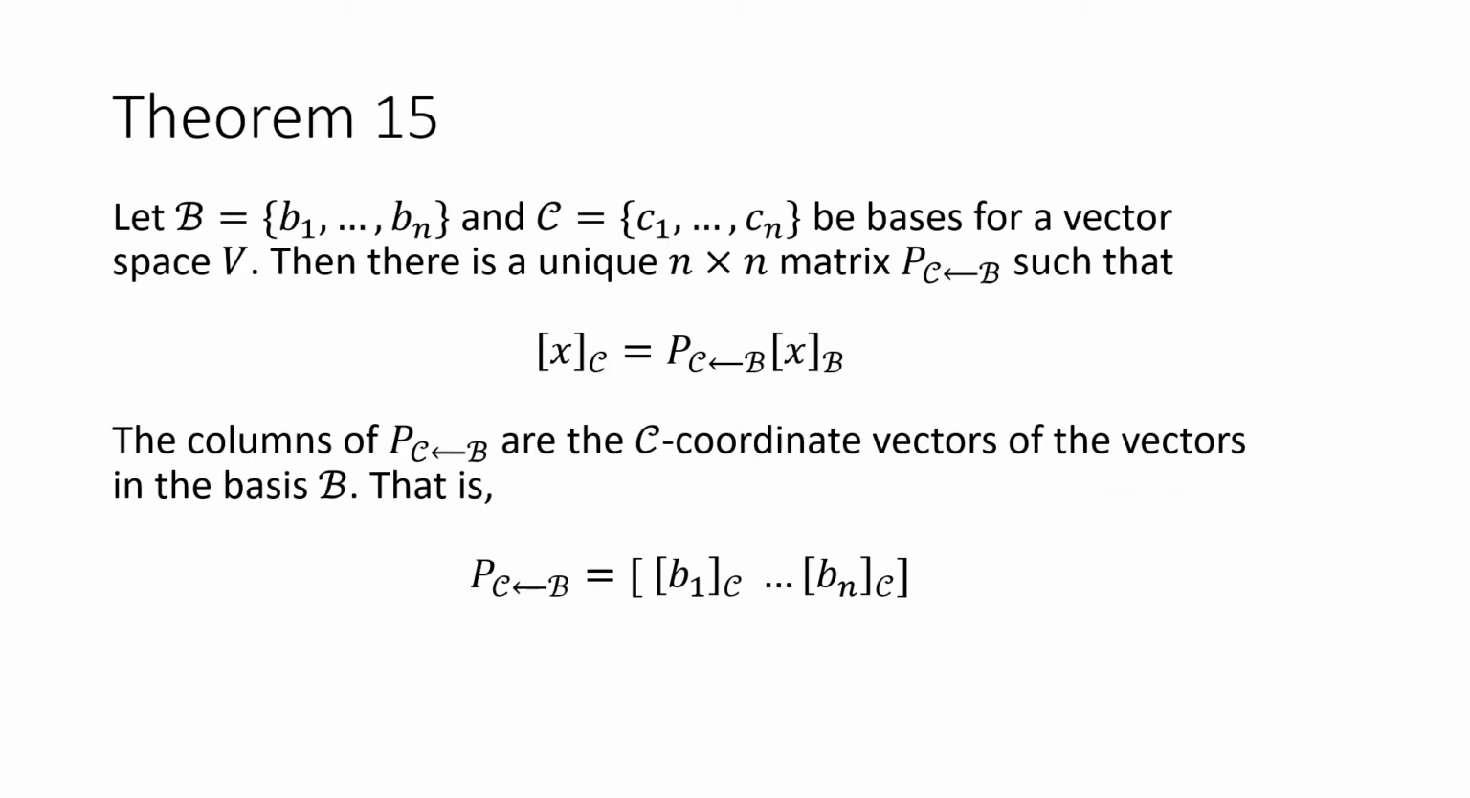This leads to theorem 15, which is just summarizing what we just went through. So if we have two bases, B and C, it says that there is a unique matrix that will transform your coordinates in B into your coordinates in C. And what is that matrix? That matrix is where every column of the matrix is the coordinates of your basis elements of B in C.